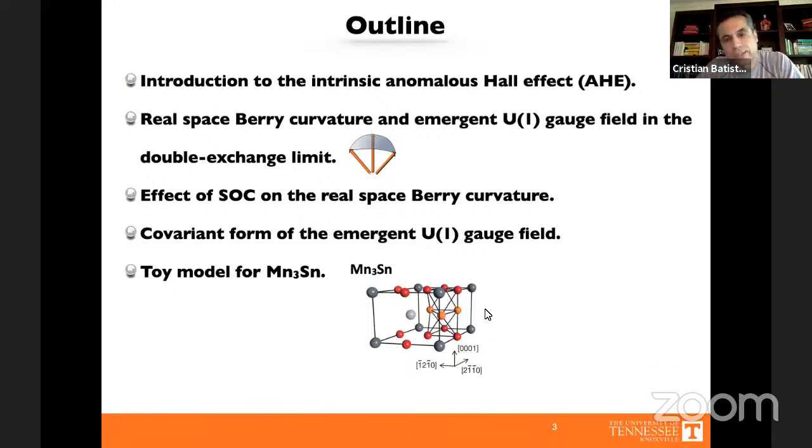So I will start by explaining the origin of this emergent U(1) gauge field when you have an SU(2) invariant theory, in other words, in the absence of spin-orbit coupling. So we will see that this emergent U(1) gauge field is related to something called scalar spin chirality that measures the degree of non-coplanarity of our magnetic texture. And then the contribution of this work will be to introduce the spin-orbit coupling in the theory and see how that notion of scalar spin chirality generalizes in the presence of spin-orbit coupling, right?